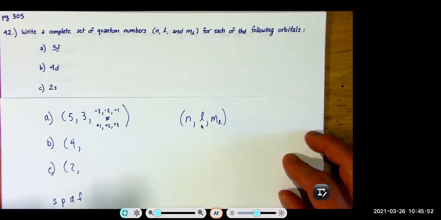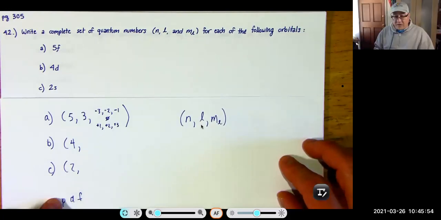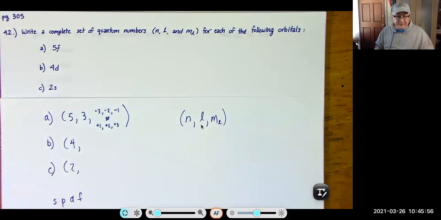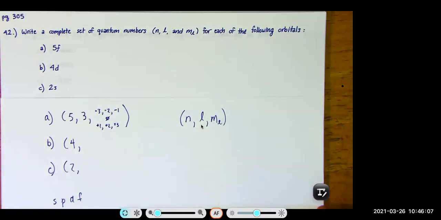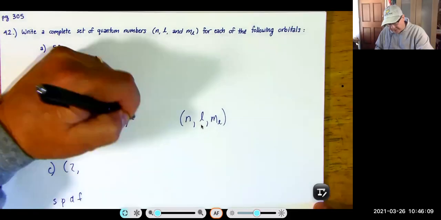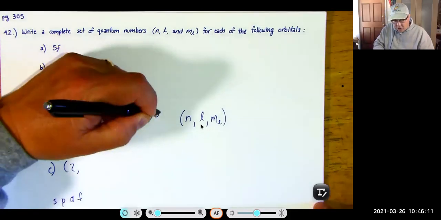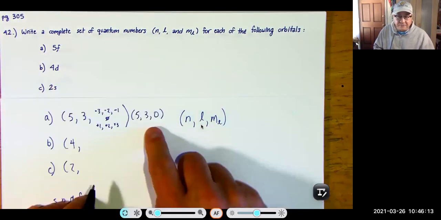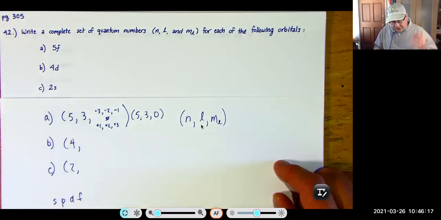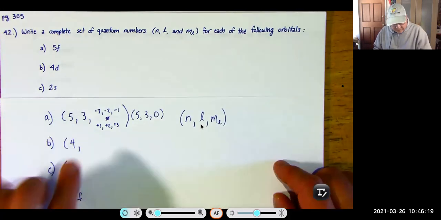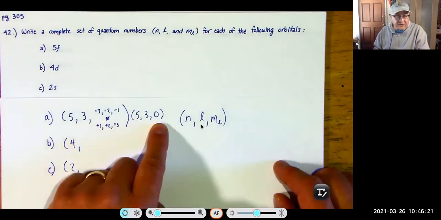Okay, so we can pick any of them. You can pick any one of them. I just wanted to show you all 7. But it just says a complete set, which means 5, 3, and any one of these numbers. So an example would be 5, 3, 0. And it's really hard to go wrong with the 0 because any subshell will have a M sub L of 0, right?